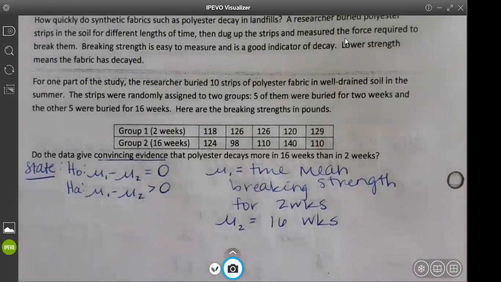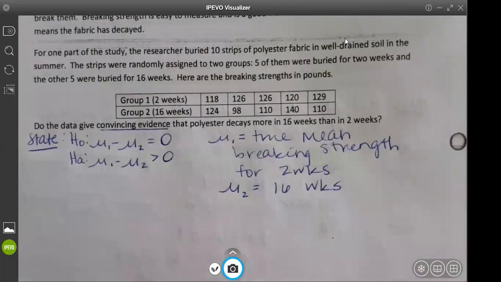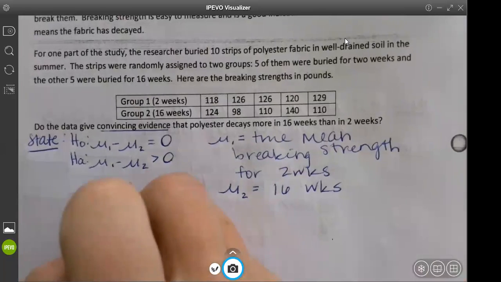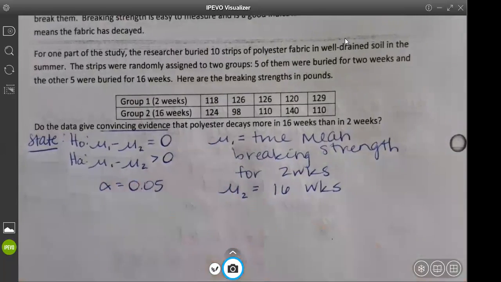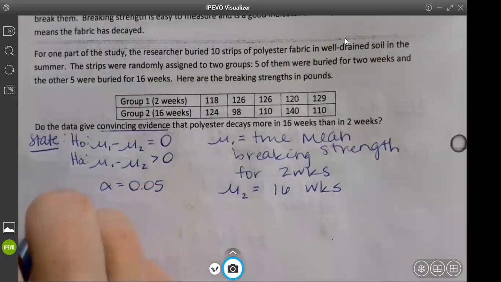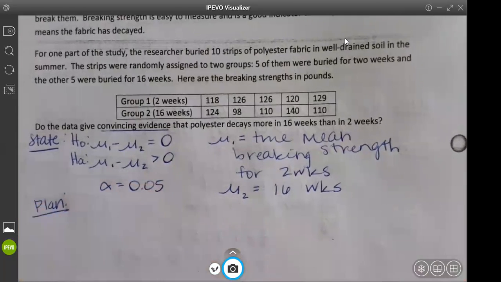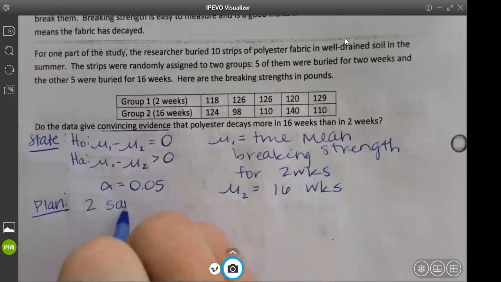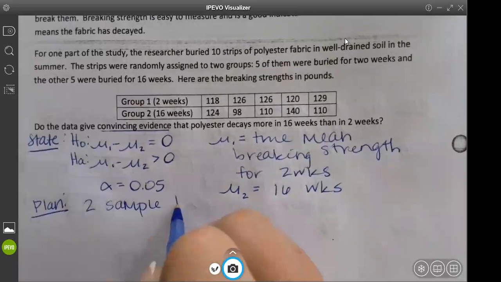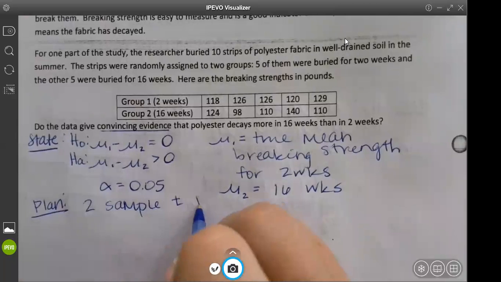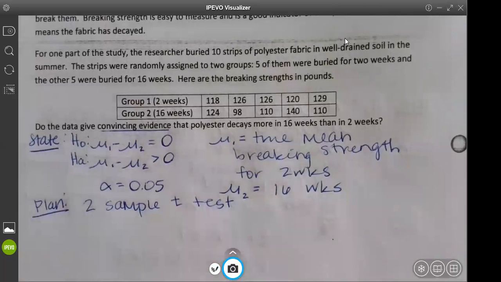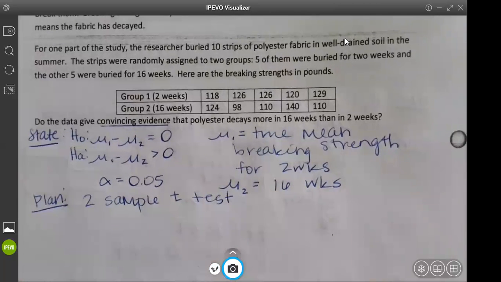What else should I put in there? Alpha is, yep. So there's my state. What's my plan? And why is it T, not interval, but test? Because we're doing a significance test. Why is it a T? It's mean.